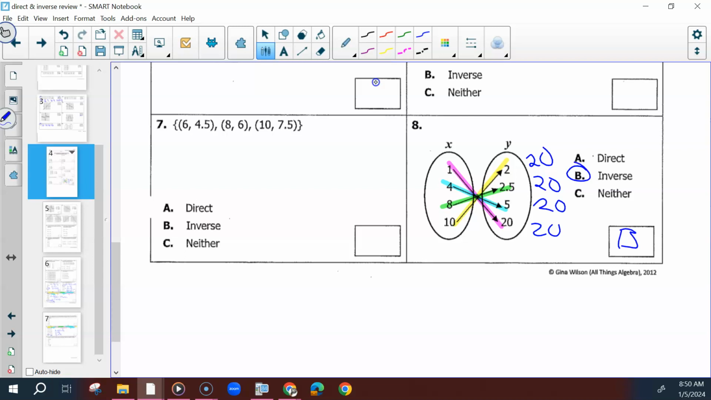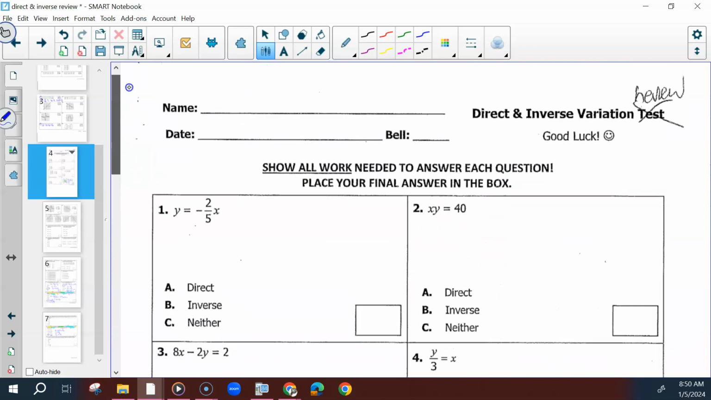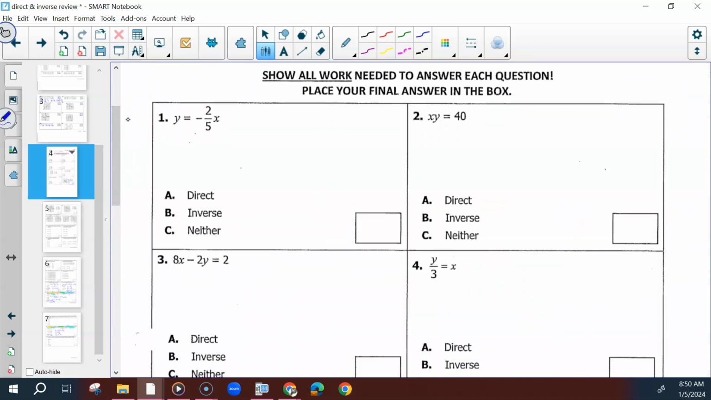Number 1 on this page? Is this direct, inverse, or neither? Direct, because it's in your y equals kx formula. Other questions?